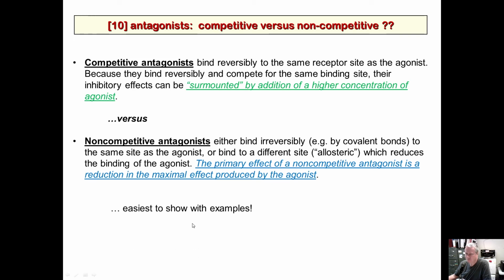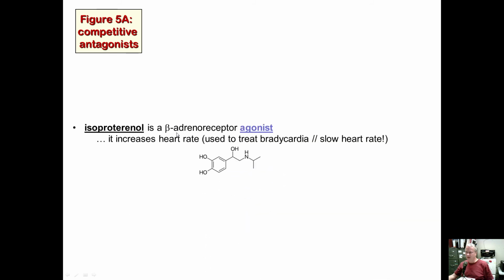Let's show some examples. All right, so isoproterenol is a beta adrenoreceptor agonist, right? It's kind of the opposite of a beta blocker. Beta blockers are beta adrenergic antagonists. What this does is increase heart rate. It's used to treat slow heart rate. So if you have a slow heart rate, you can receive this drug and it'll increase your heart rate. Okay?